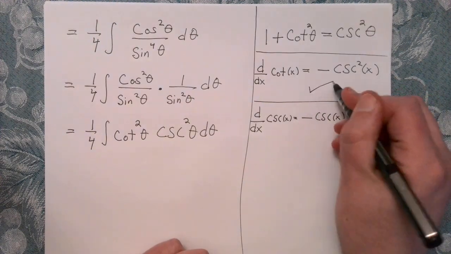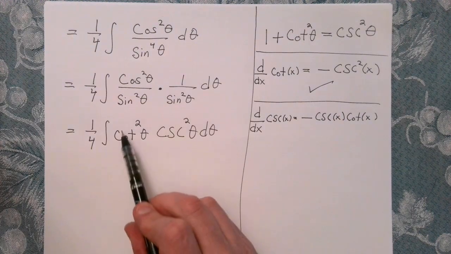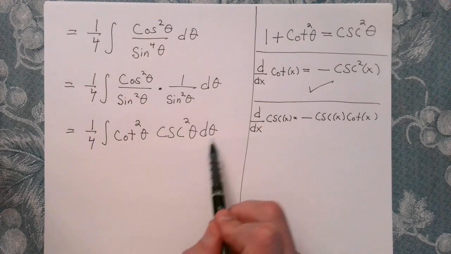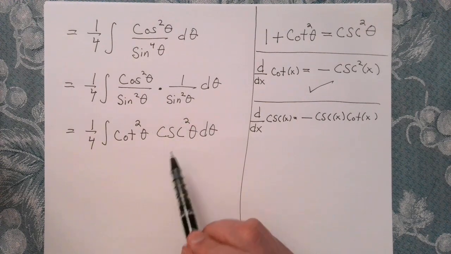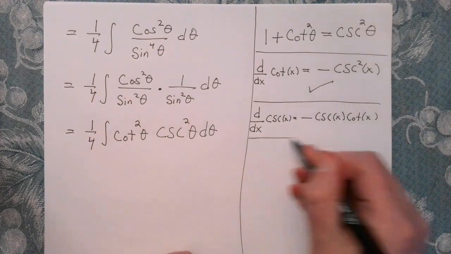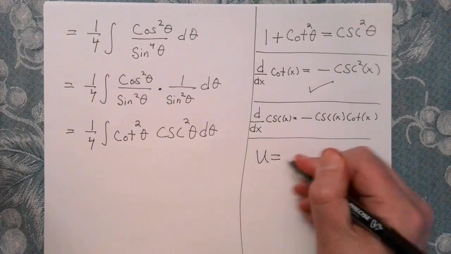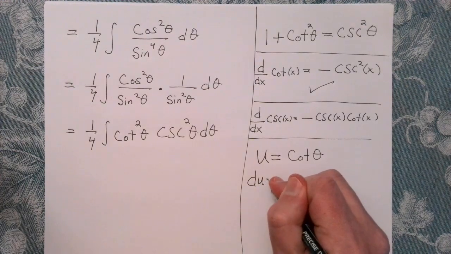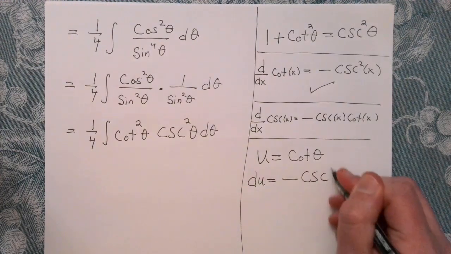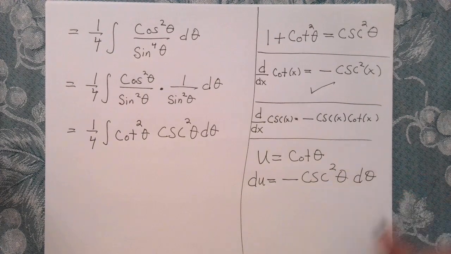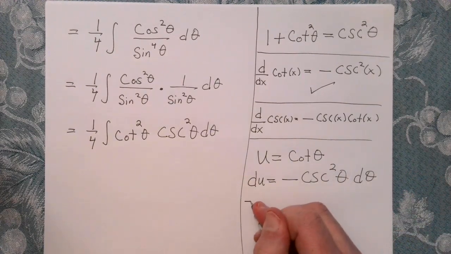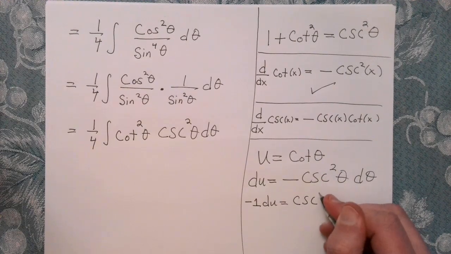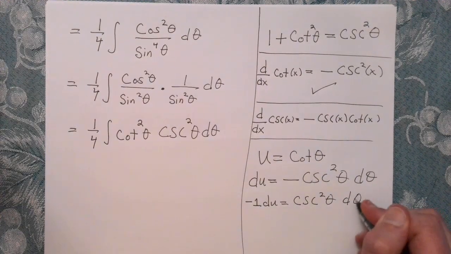And this seems very, very helpful, because if u is equal to cotangent, then its derivative, du, will help with all of this. So that seems to be the route that I want to go. So let's let u equal cotangent of theta. The derivative of cotangent is negative cosecant squared of theta, d theta. I can multiply both sides by negative 1. And that's a very clean substitution.